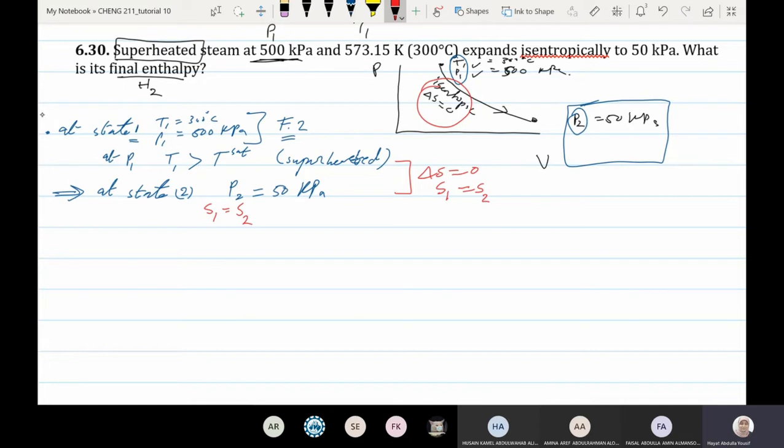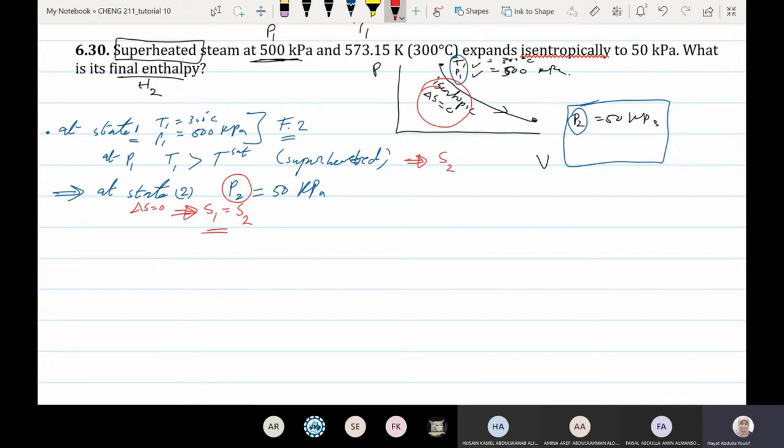Yes, I don't have anything other than P2 given, but once I find S1, then I will be able to fully define state number 2. Because of that, what I will do is this. Here, I'm just going to write for you S1 is equal to S2 because it was isentropic. Delta S is equal to 0, and that's why S1 is equal to S2. But what I need, as I said, is to define what is S2.